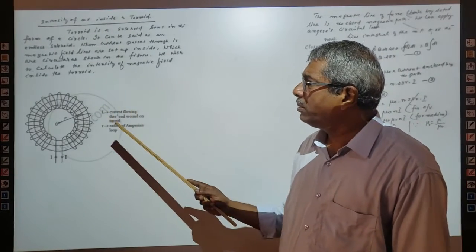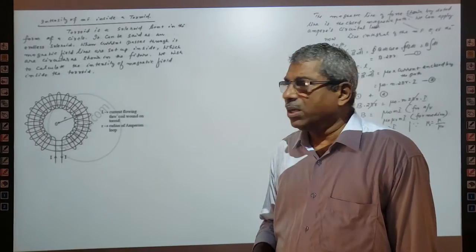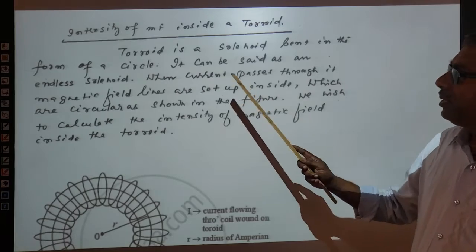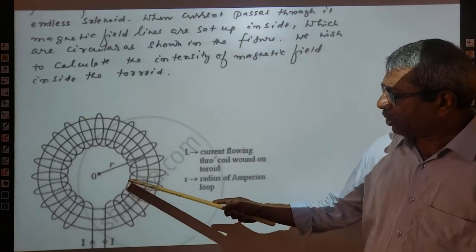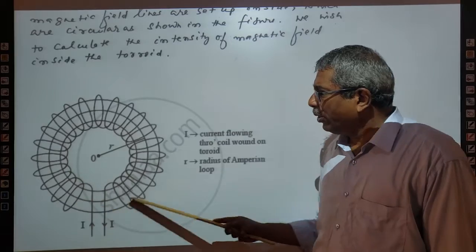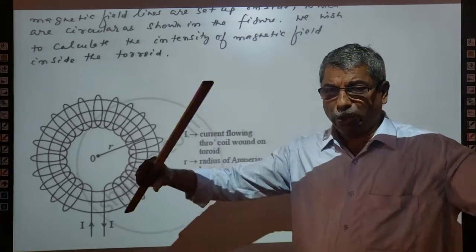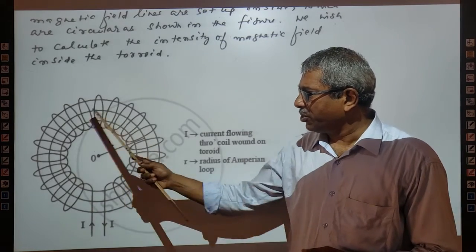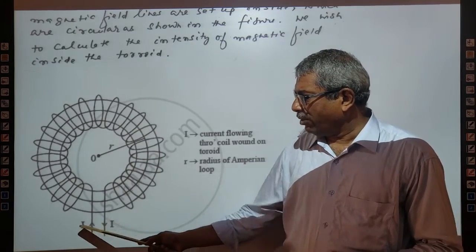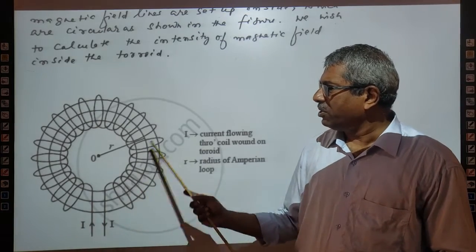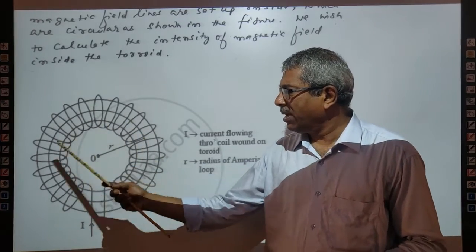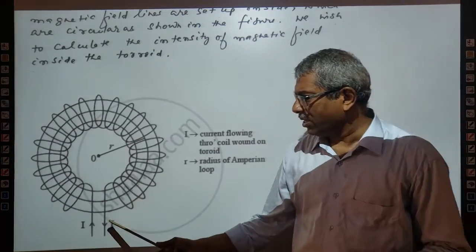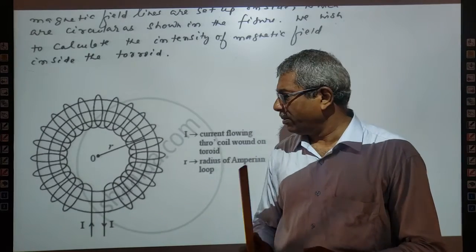Ampere's circuit law is applied to a toroid. A toroid is also used for many purposes, right? A toroid is a solenoid only. A long solenoid is bent in the form of a circle. When current flows through this number of turns, it is just like a solenoid, insulated copper wire, but bent in the form of a circle. Sometimes it is called an endless solenoid, right?